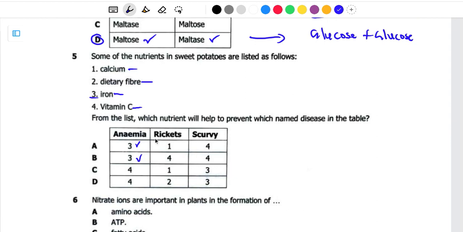Then when it comes to rickets, it's a deformation. It's more like the bones are not growing properly. They grow laterally. So we have number 1, which is calcium, or it can be vitamin D. Then scurvy is prevented by eating vitamin C. So meaning to say the answer is just going to be A.